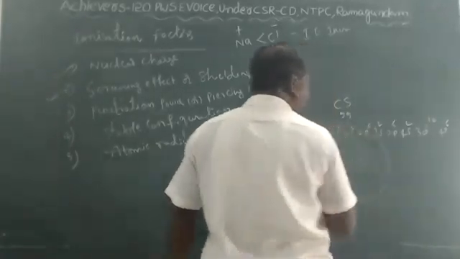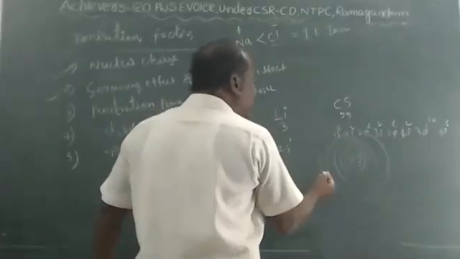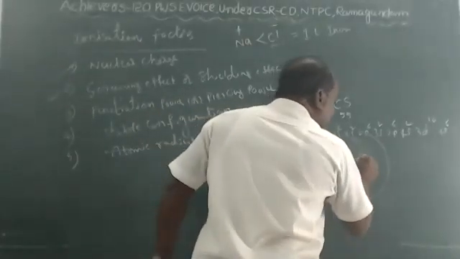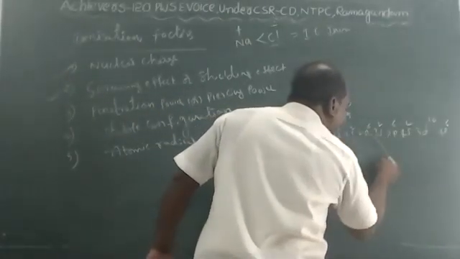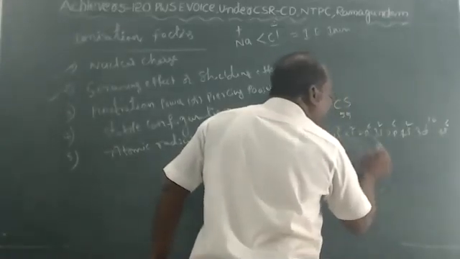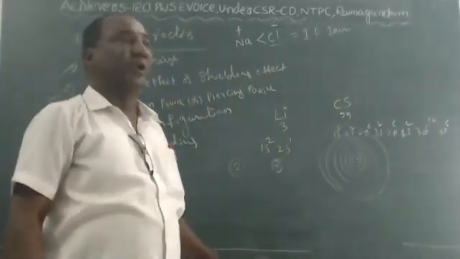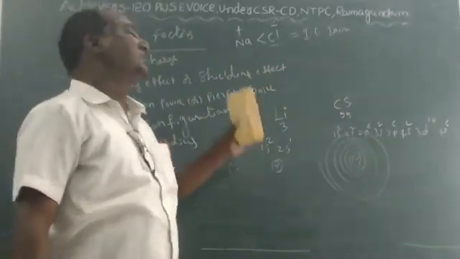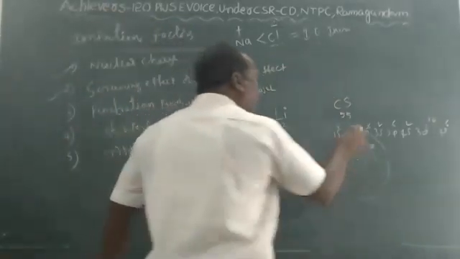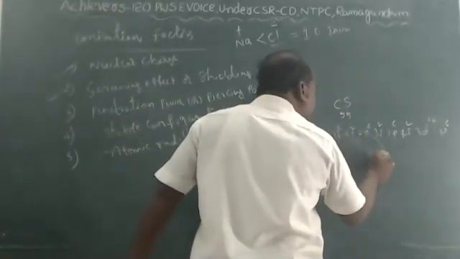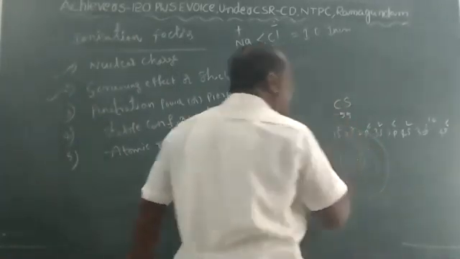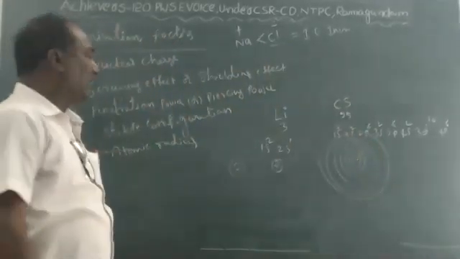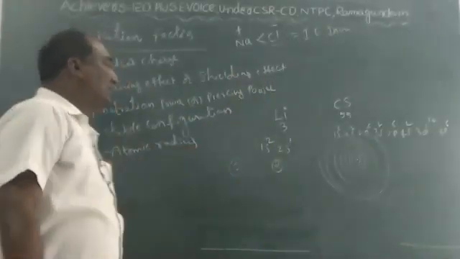Every shell acts as a screen. Due to this, the attraction power over the electron in the outermost shell decreases. Due to that, ionization energy decreases, because atoms with more shells, or more screens, have less ionization energy. For example, lithium and cesium.